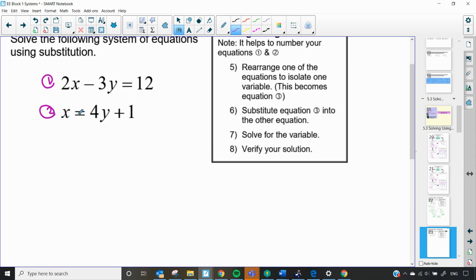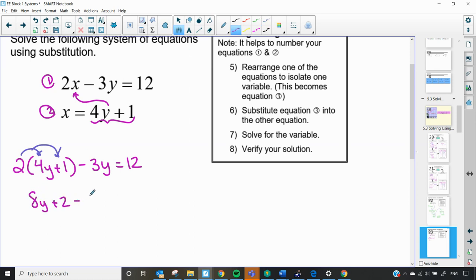Step number 2 here, we've got x equals 4y plus 1. So I could actually skip a step and go straight into my first substitution here. So I'm going to take this 4y plus 1 and I'm going to sub it in for x. So writing that out, that's going to be 2 times (4y plus 1) minus 3y equals 12. Multiplying that out using the distributive property, we're going to distribute the 2 through the brackets. That gives me 8y plus 2 minus 3y equals 12. So 8y minus 3y is 5y, plus 2 equals 12.